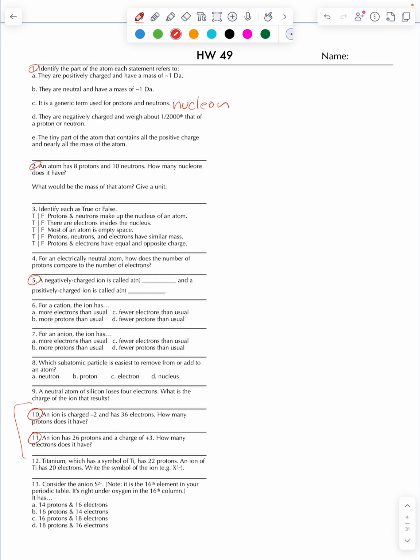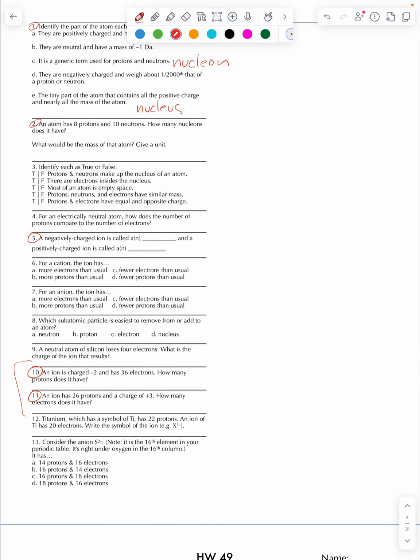Okay. This is a simple puzzle problem, number 2. An atom has 8 protons and 10 neutrons. How many nucleons? It's not really a puzzle problem at all. 18. What would be the mass of that atom? Well, about 18 Daltons. All right, we'll skip those. I mean, it's probably not that important.